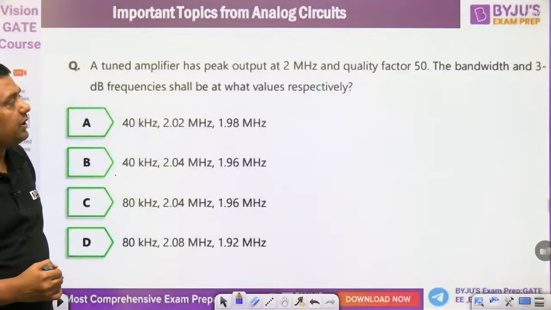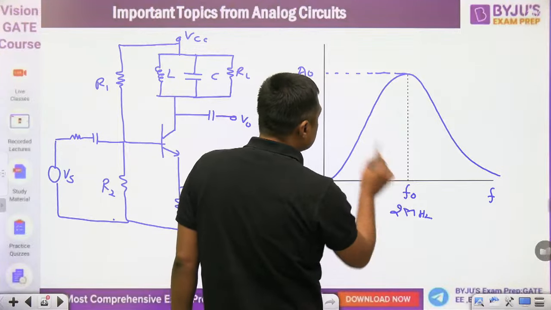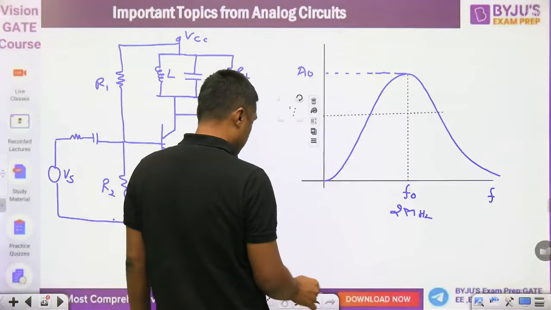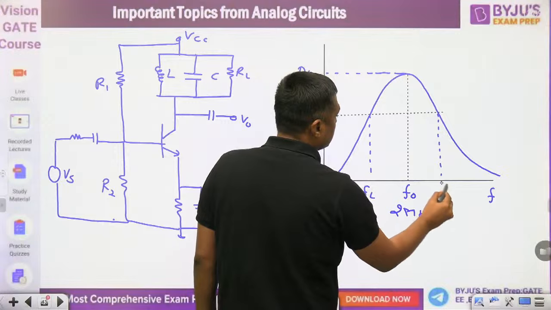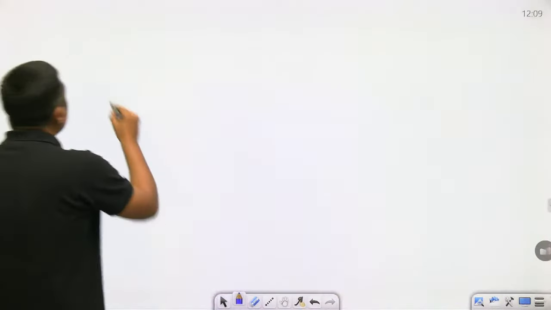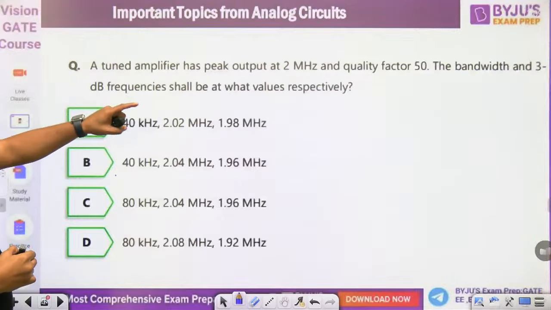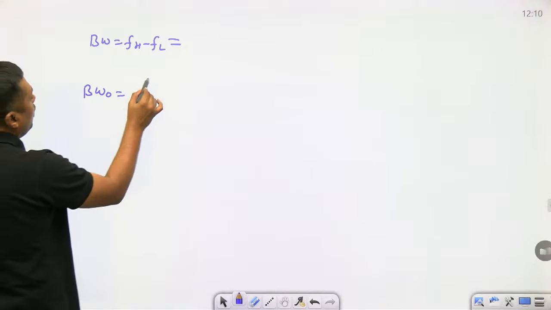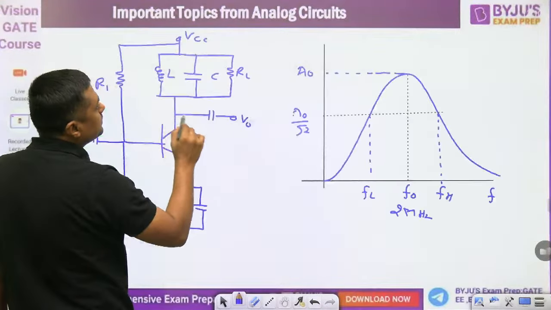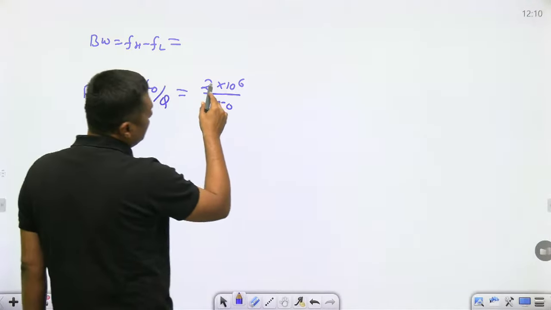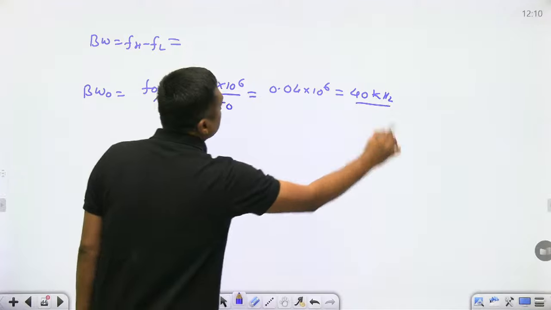And quality factor of 50, the bandwidth and 3 dB frequency. If you have the quality factor, then what is the bandwidth here? The gain falls to A naught by root 2 at FL and FH. What is the bandwidth? FH minus FL, which is F naught by Q. So 2 MHz upon Q, which is 50. Now you can find 2000 kilohertz divided by 50, that is 40 kilohertz.